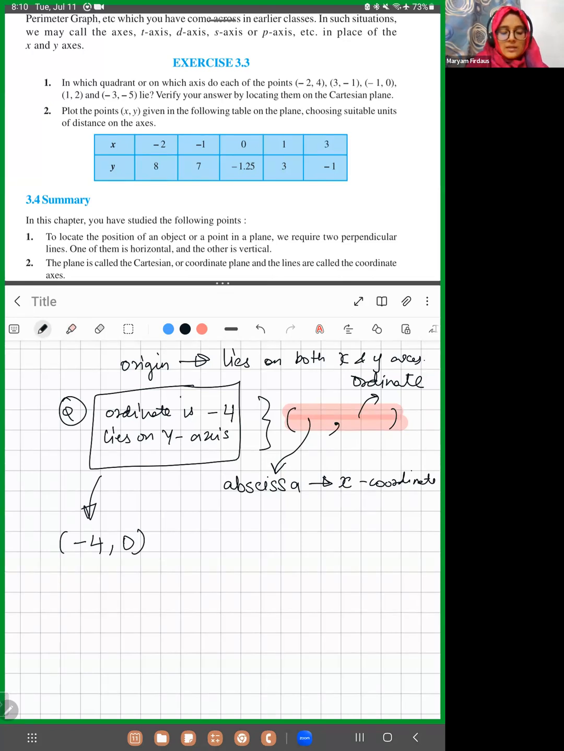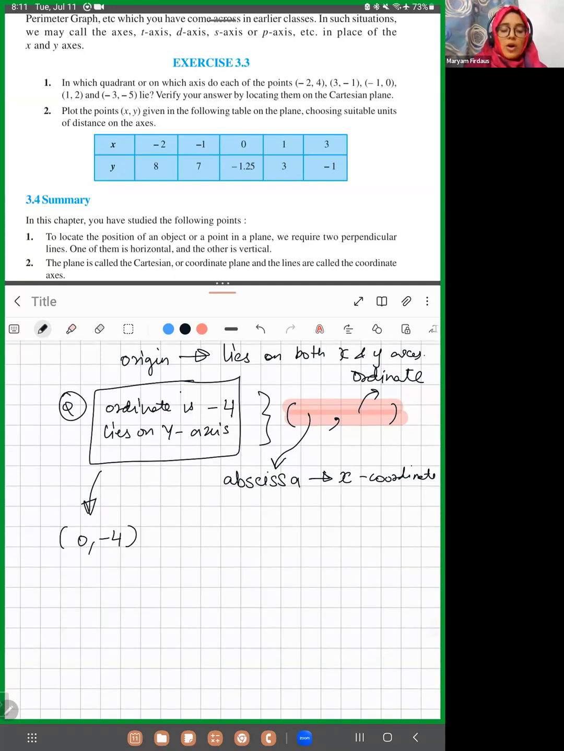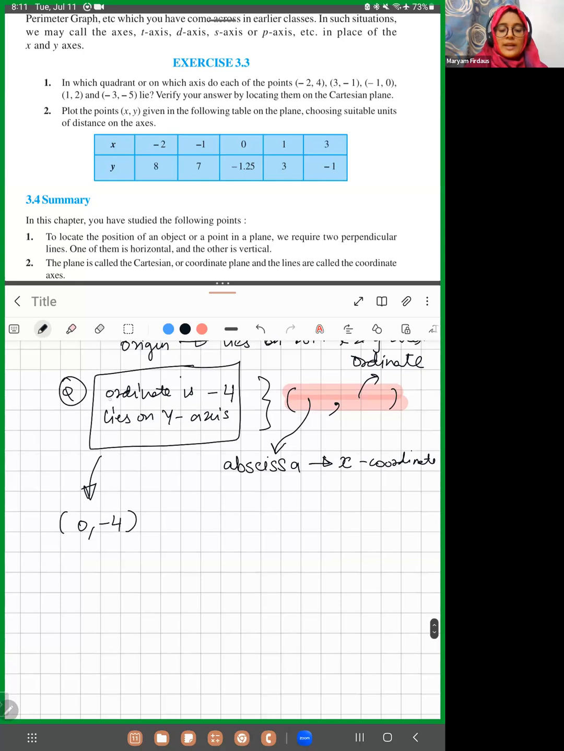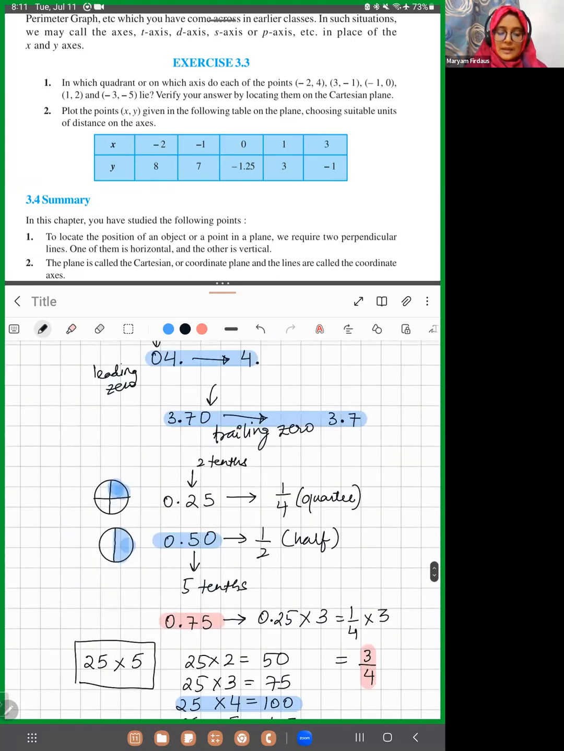Ma'am, Alina's answer is this. Yes, Alina? 0, -4. Yes, it will be 0, -4. Why? Because it's simple. They are saying ordinate is -4. So you take this -4 and put it in the ordinate. And since it lies on the y-axis, the x coordinate will be 0. That's what we saw in the previous class, right?